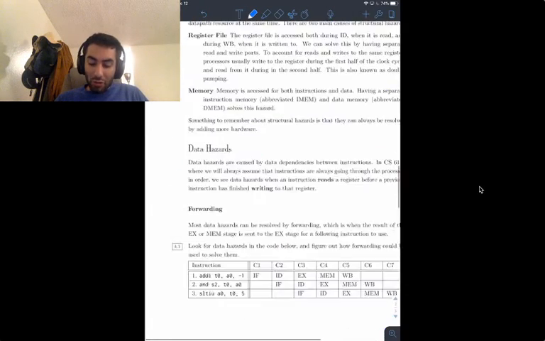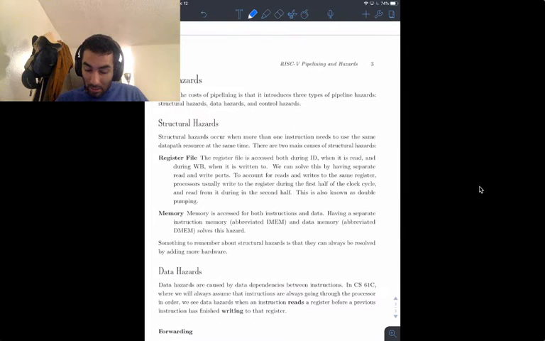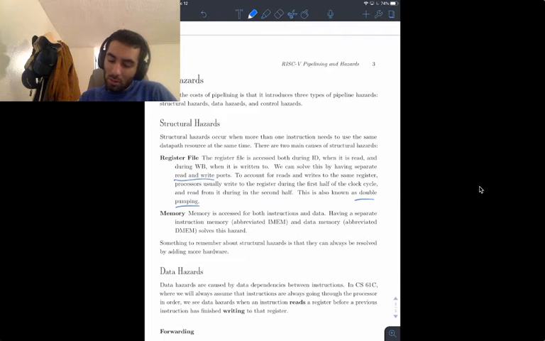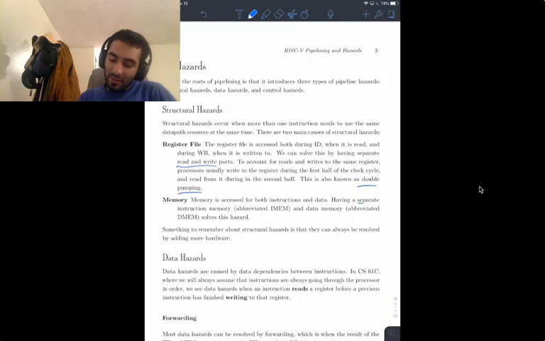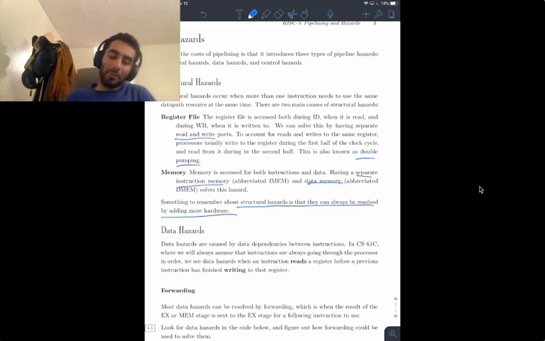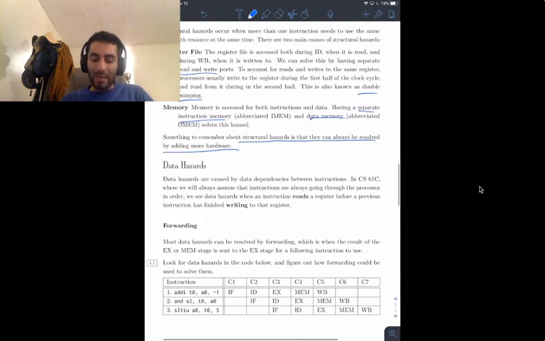Okay, so that's it for a structural hazard. Let's see if I missed anything. Yep. Read and write ports, double pumping, cool. Memory access, having separate instruction memory and data memory solves this hazard. Perfect. Big picture, you could always solve structural hazards by adding more hardware. So the point is you'll never actually see a structural hazard come up in this design of the datapath. Okay, next we have a data hazard.